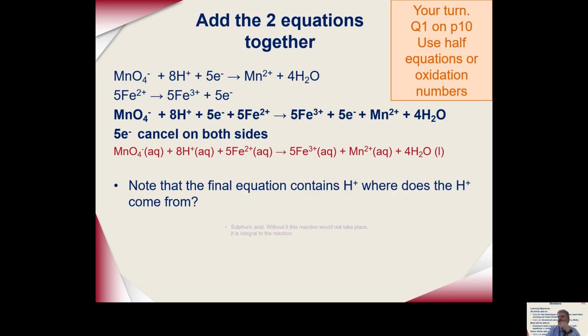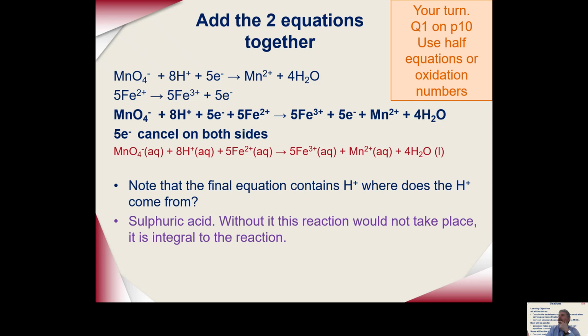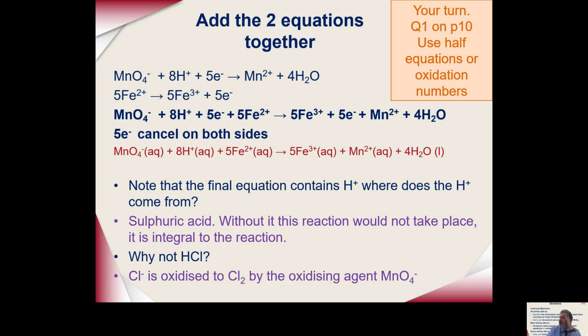H plus, remember we said that comes from sulfuric acid, which gives us our H plus ions. Now you might have asked this question last time, why not use HCl? Well, the problem is that chloride can be oxidized to chlorine by the oxidizing agent MnO4 minus. Sulfate does not do that. So that's why we don't use HCl.